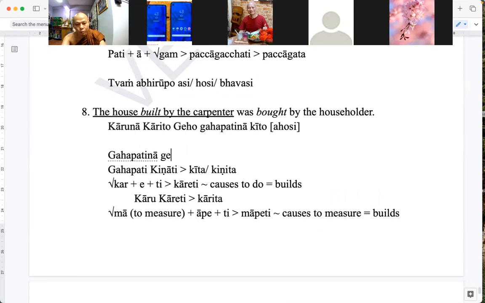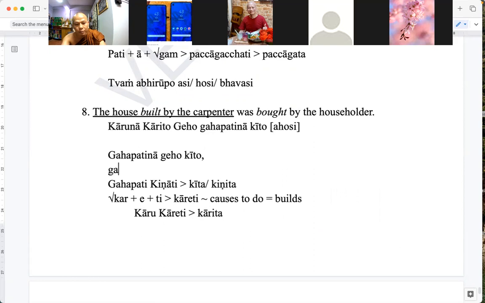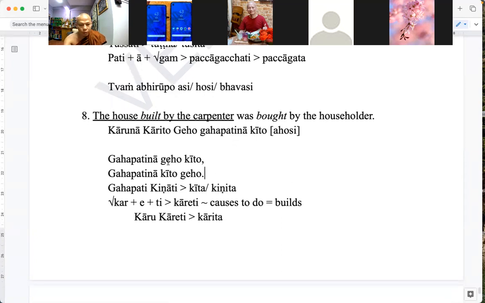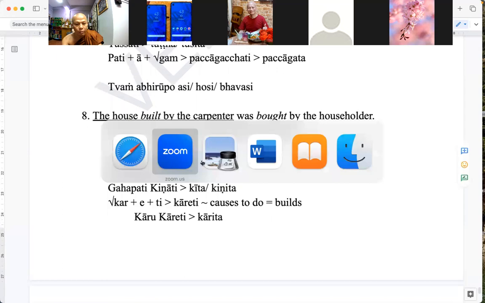Gahapatina geho kito. Okay, that is one line. And another one is Gahapatina no kito, so geho. Okay. That one is also related to the usage of the adjective. Now kito is a past participle adjective. So the adjective is now mainly geho kito. In these two words, do you remember?